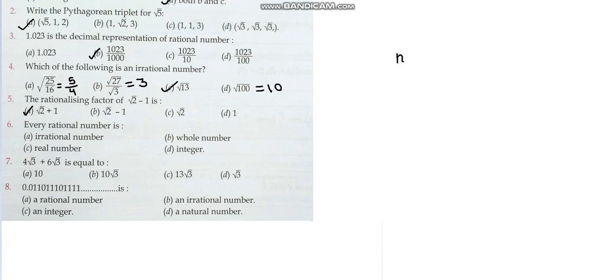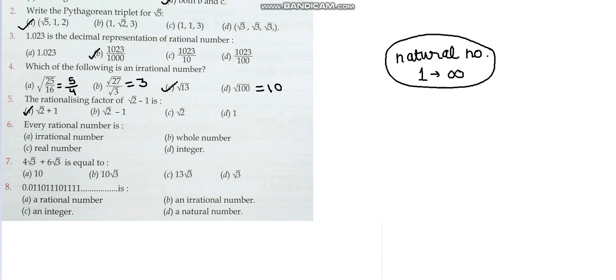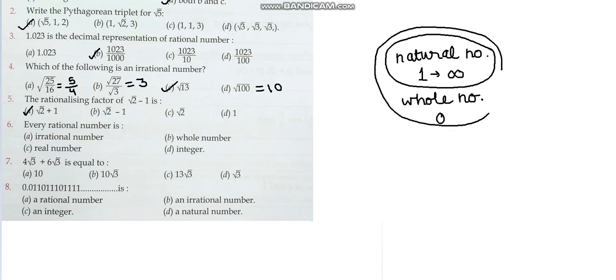So first of all we have natural numbers. Natural numbers include the natural way of counting, that is from 1 to infinity. After that we have whole numbers. Whole numbers include the natural numbers, that is 1 to infinity, along with 0. After whole numbers we have integers. Integers, along with having the natural way of counting from 1 to infinity and 0, also have negative numbers like minus 1, minus 2, and so on.